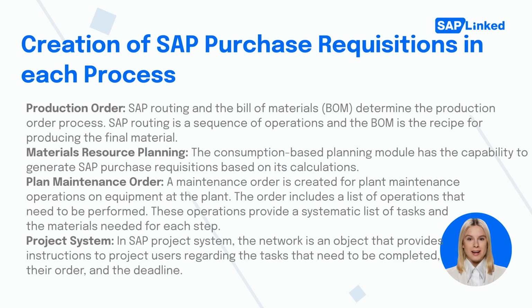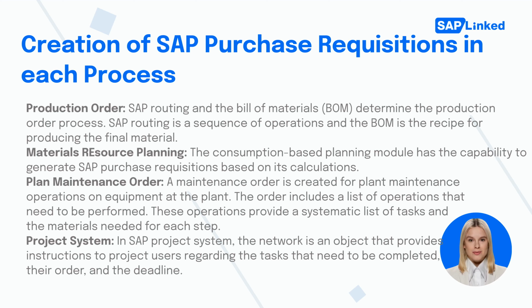Production Order. SAP Routing and the Bill of Materials (BOM) determine the production order process. SAP Routing is a sequence of operations and the BOM is the recipe for producing the final material. In routing, an operation may require sending a material for external processing, and the BOM may include non-stock items. In both cases, SAP purchase requisitions are generated. Materials Resource Planning. The consumption-based planning module has the capability to generate SAP purchase requisitions based on its calculations.